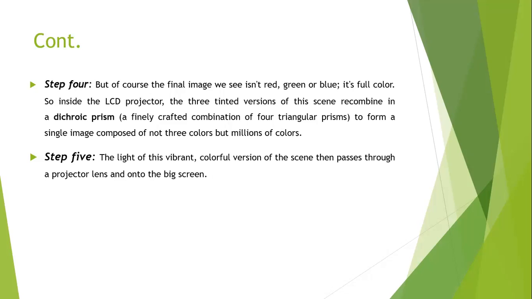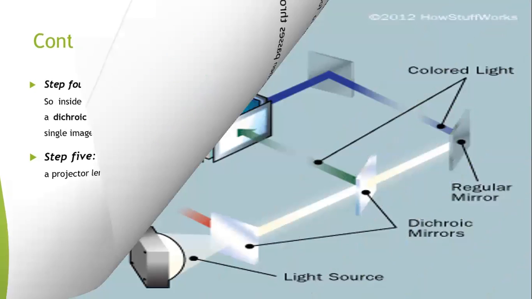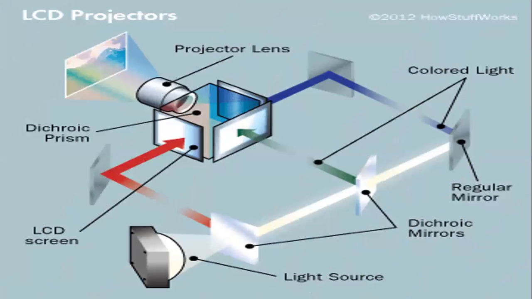In step 5, the light of this vibrant, colorful version of the scene passes through a projector lens and onto the big screen. So all the different colors pass through the projector lens and are displayed on a big screen. In this picture, we can see how an LCD projector works.